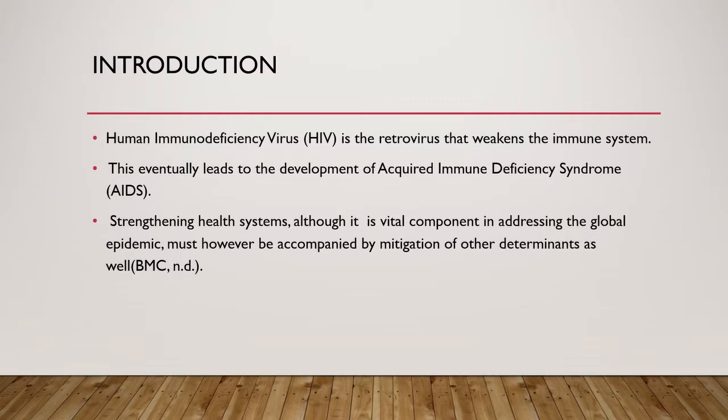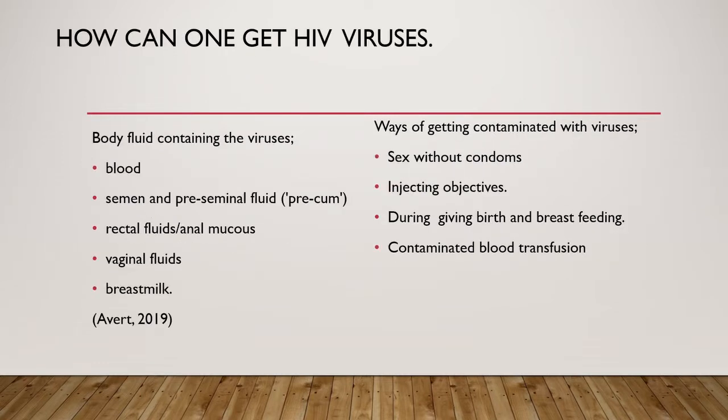There are several ways that we want to solve the problem. One of the ways that everyone thinks of is strengthening the healthcare system. It's a way of addressing the global epidemic, but we must not forget that we have to mitigate other determinants as well, such as health determinants like environment, culture, social, and other economic factors. Before we talk more about globalization, let's see how one can get HIV.